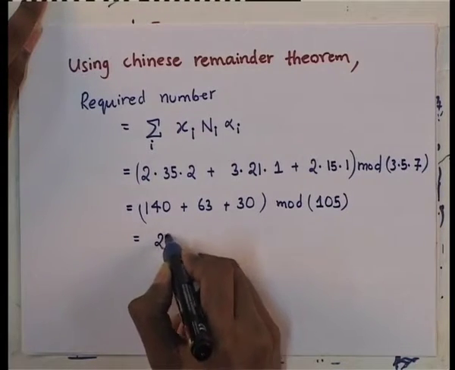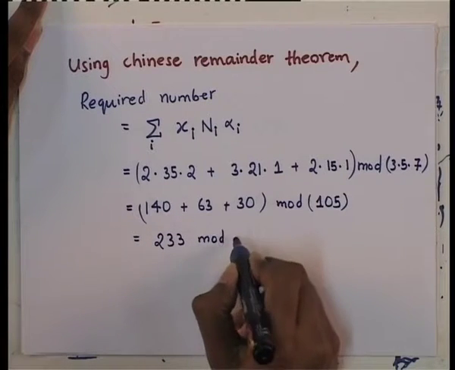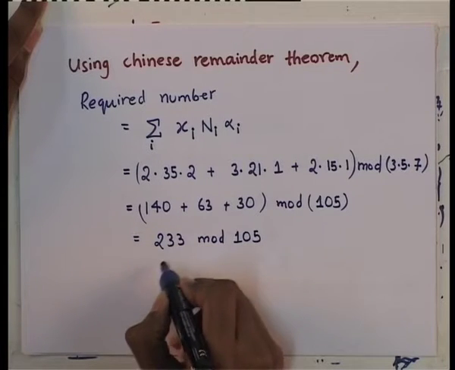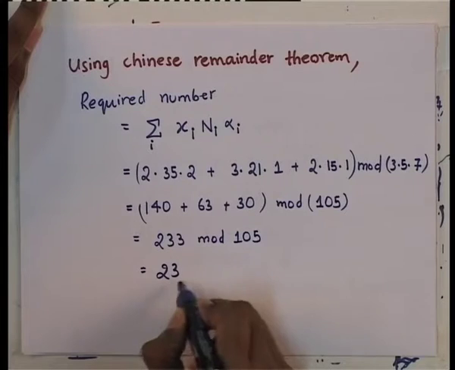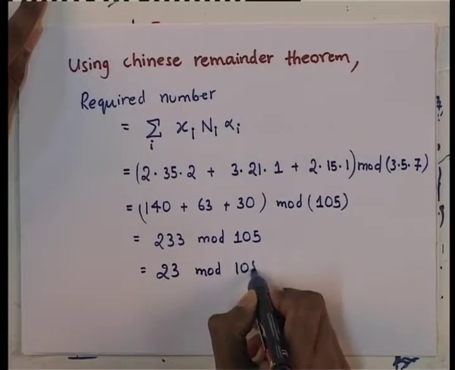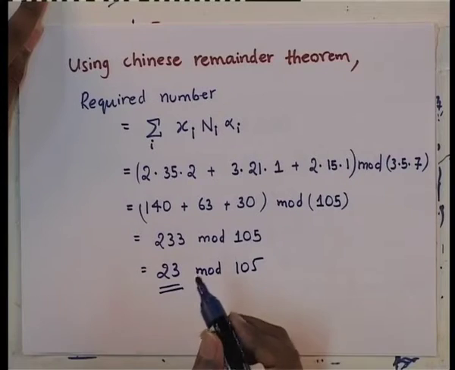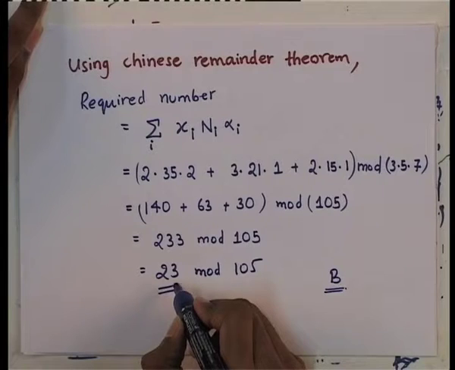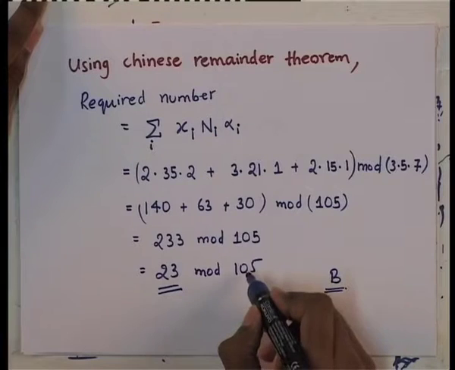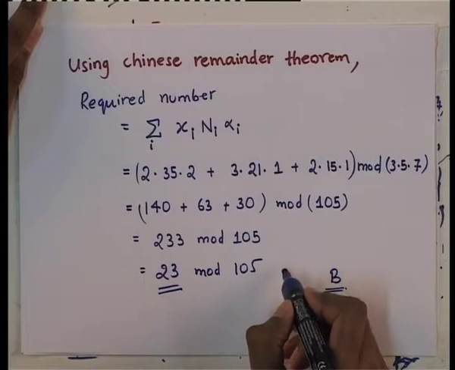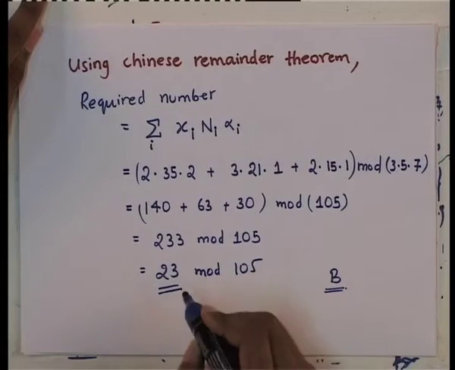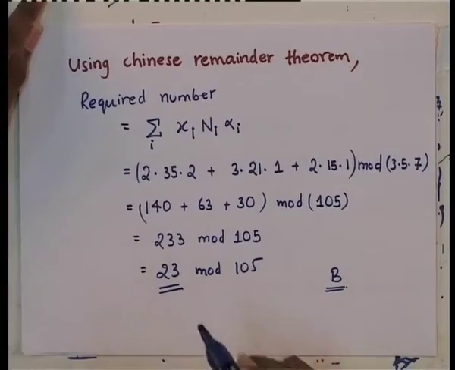This is 233 mod 105. 2 times 105 is 210. Subtracting 210 from 233, we obtain 23. So, correct answer is 23, option B. We note that 23 is least possible number of x. Any number which is of form 105 times n plus 23 is also a possible answer, but as we are asked to find the smallest possible solution, 23 is the correct answer.